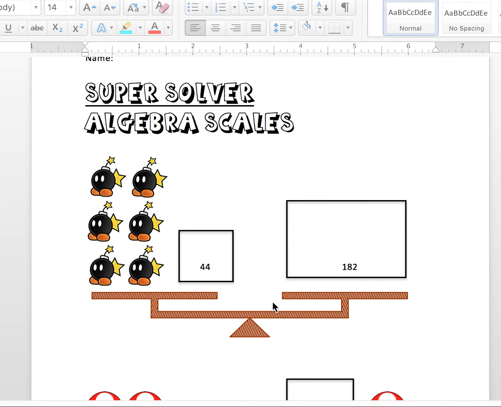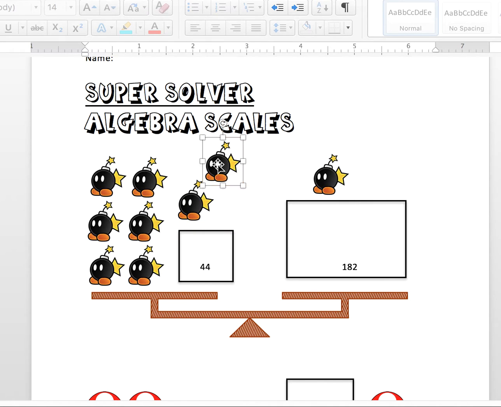With that being said, if you have a scale that's balanced, like right here we have 6 bombs plus 44 equals 182, you can add or subtract to both sides of the scale without changing the equilibrium, without unbalancing things. So if we wanted, we could add a bomb to both sides, right? It would still be balanced. It doesn't matter if the bomb weighs 3 pounds or 10 billion pounds. We added the same weight to both sides.